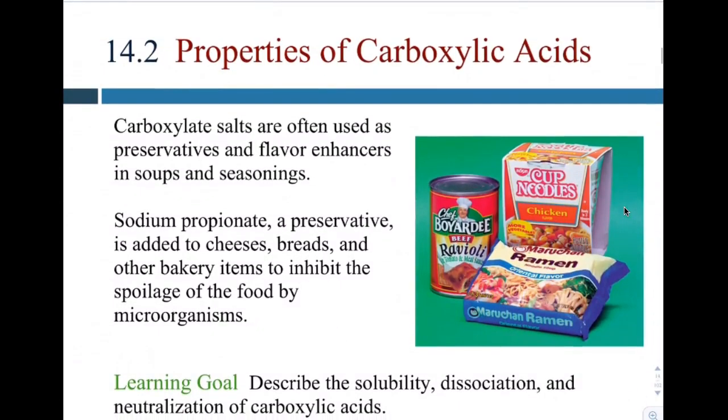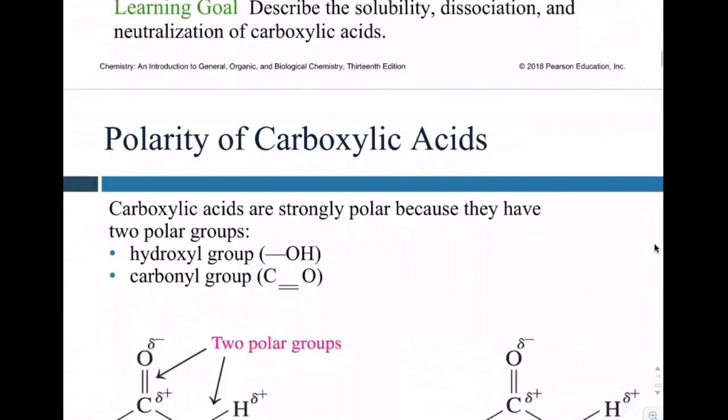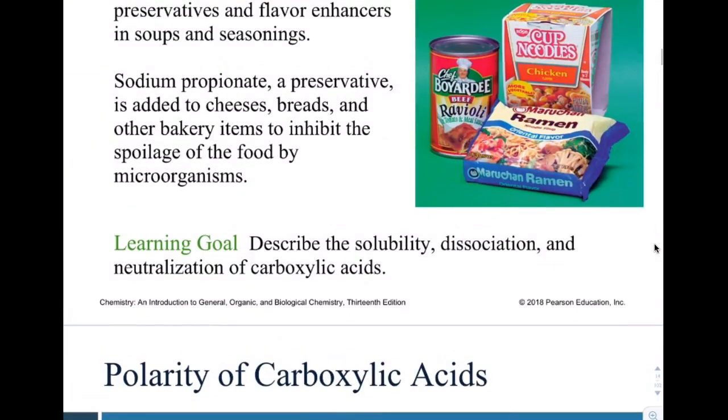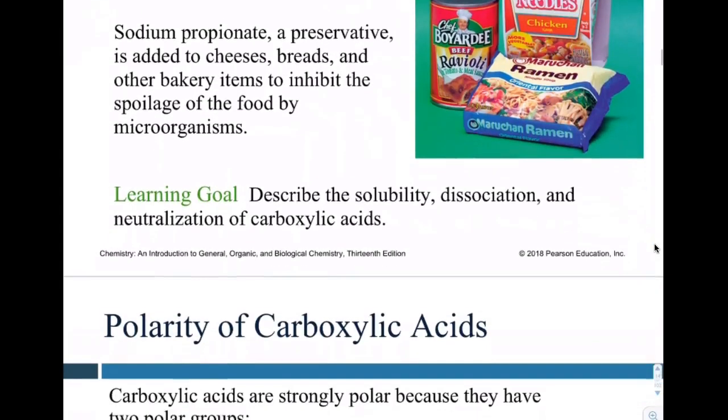Carboxylic acids make carboxylic salts, and you have probably eaten some carboxylic salts. If you've ever eaten bread or cheese that has been preserved, you've eaten sodium propionate. Propionate? Sure. It's a common name. So it's the common name for propanoic acid, or propanoate.